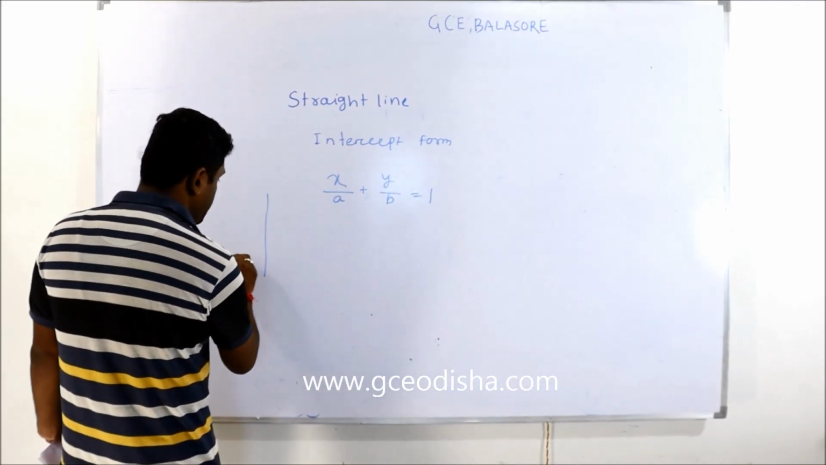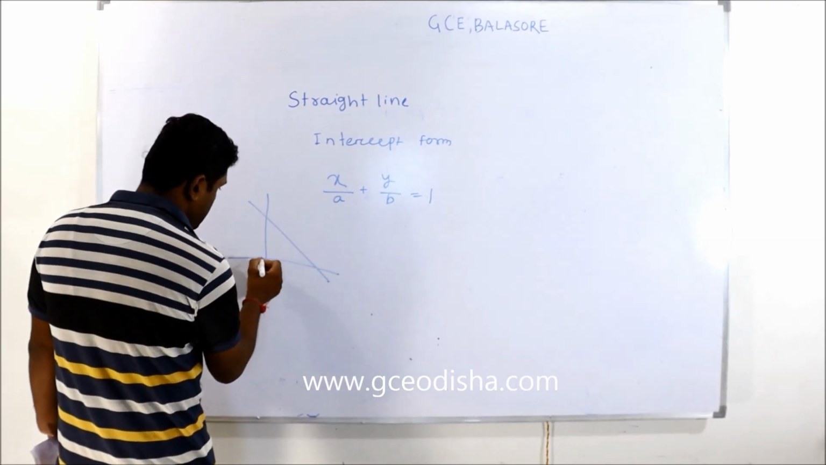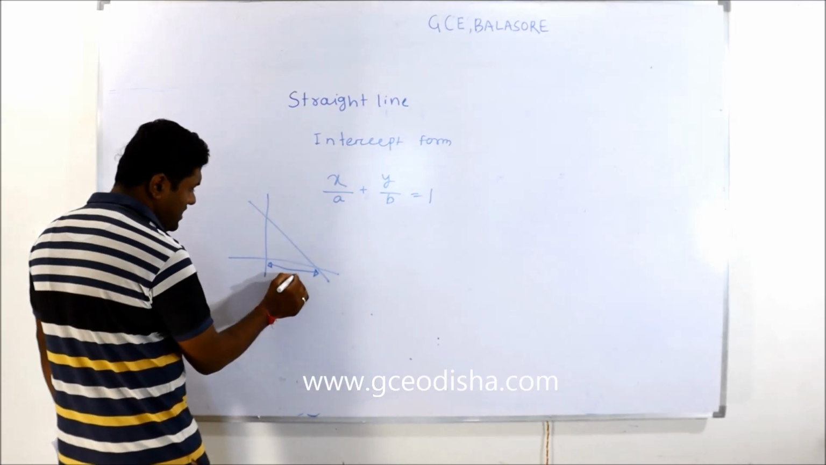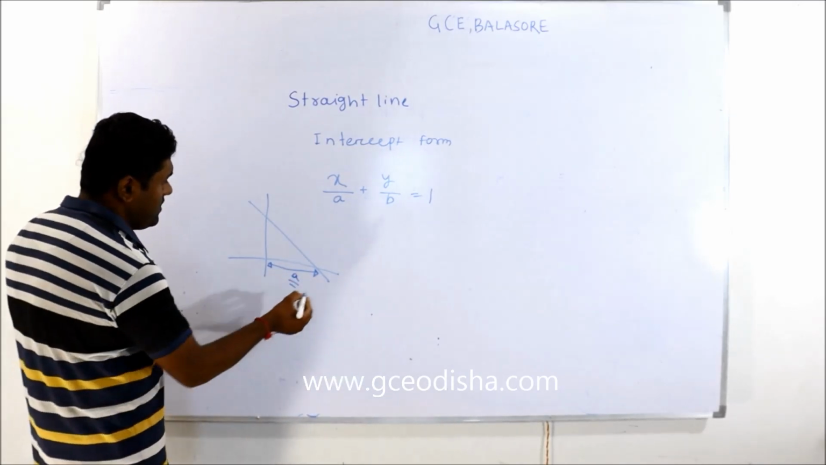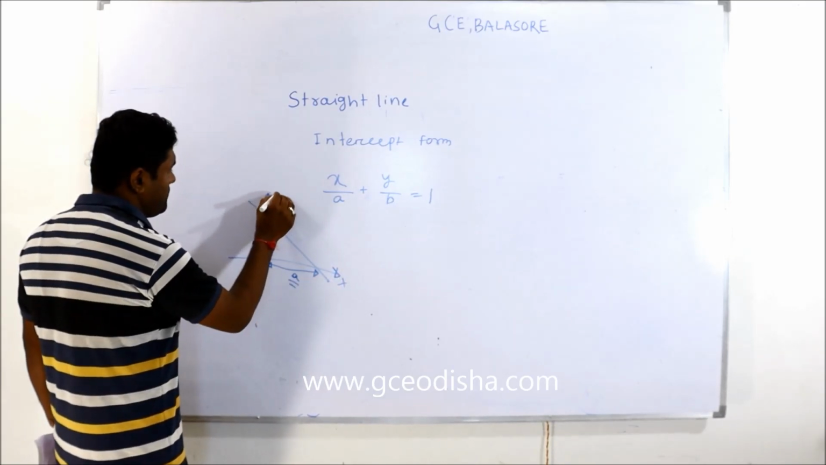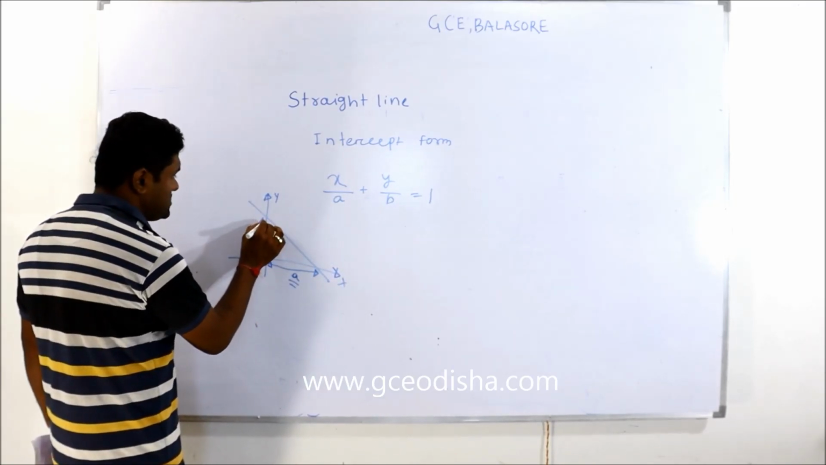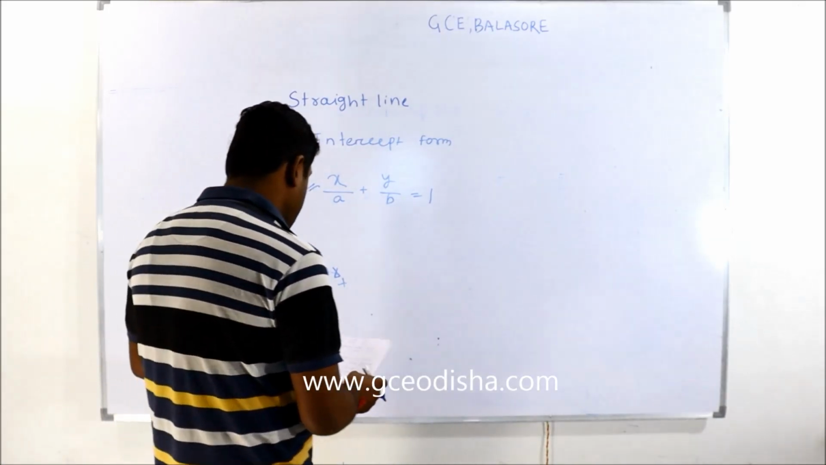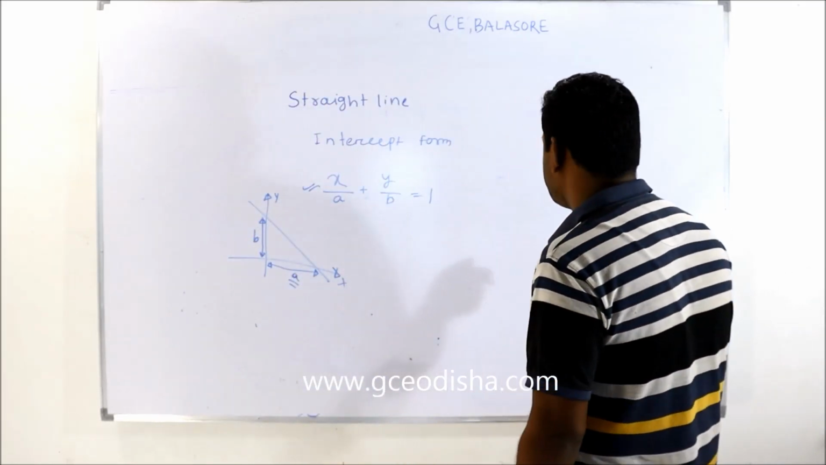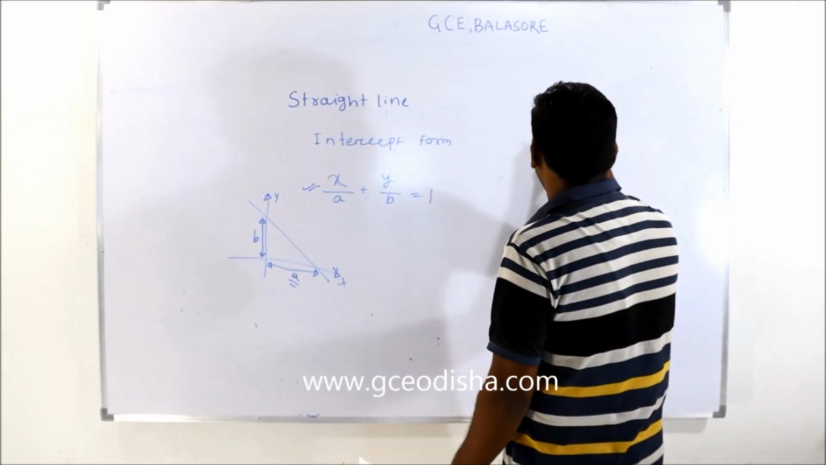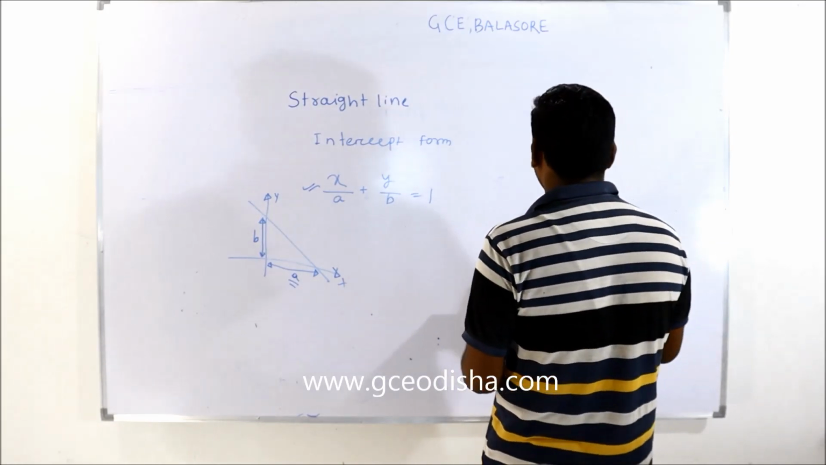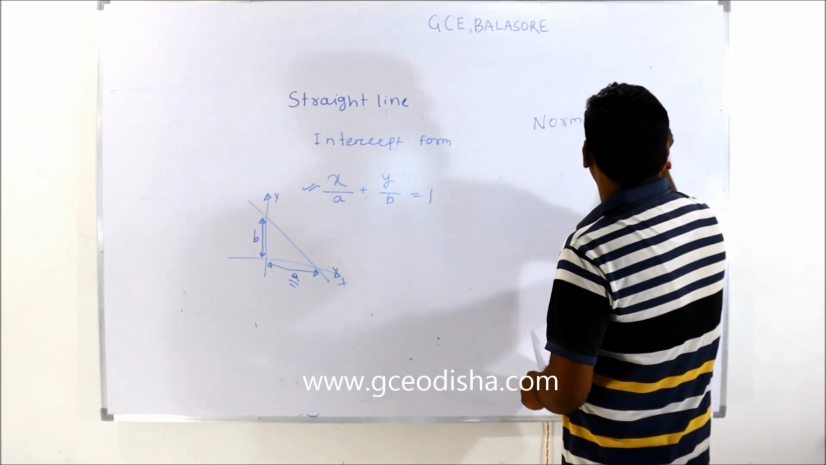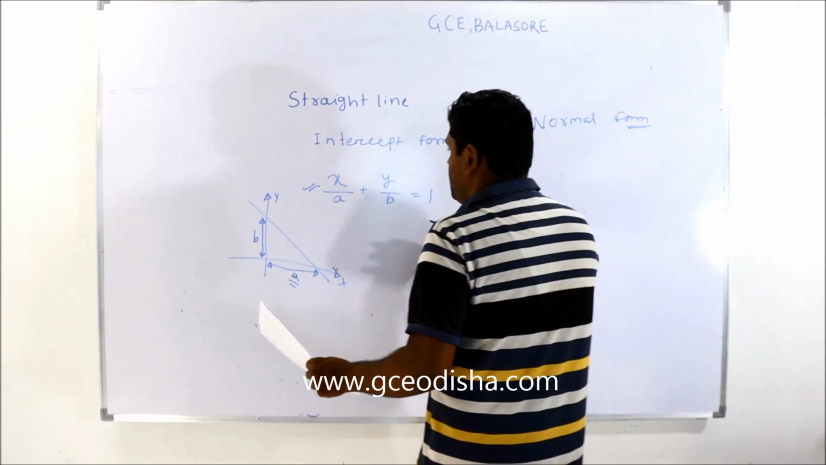What do we mean by that? This is the equation of a straight line. The line cuts the x-axis at a unit, this is the intercept a, and the line cuts the y-axis, the intercept b. Okay, this is the equation of the straight line in the intercept form. Another form is there, this is called normal form. Just remember this form.